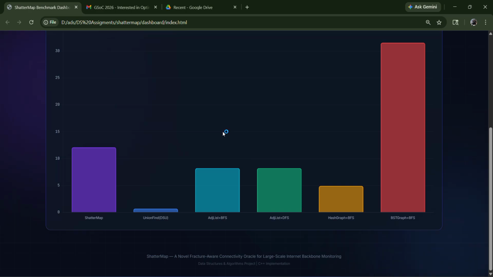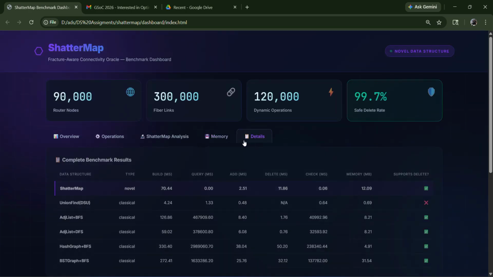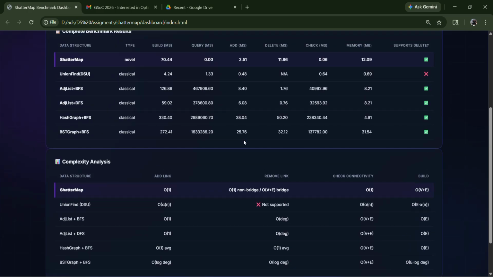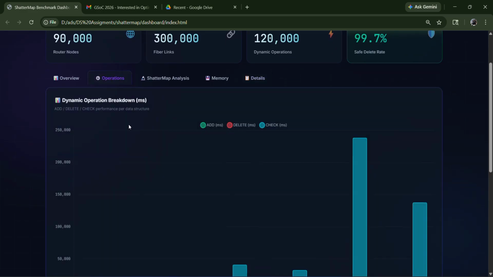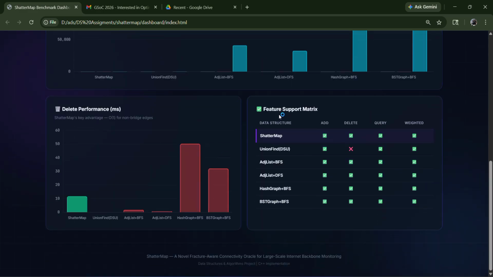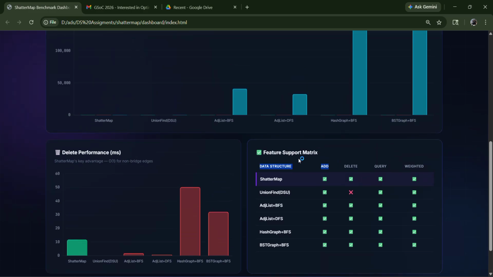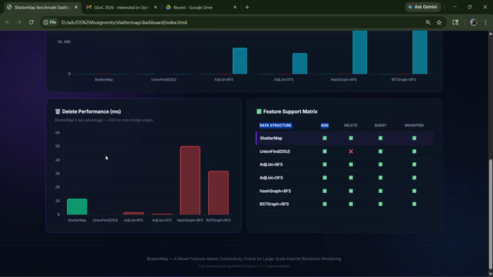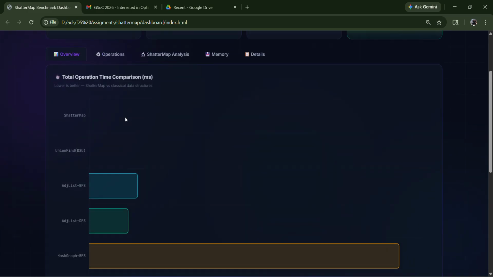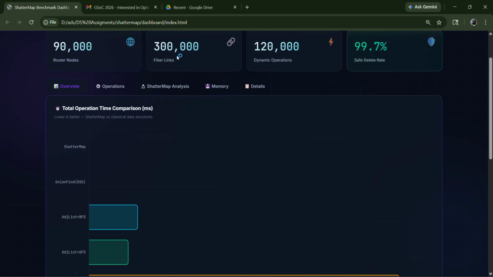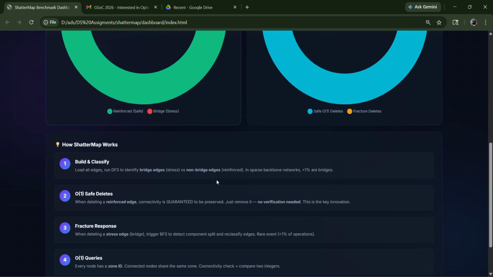And you can see the outputs also here, how the system has worked: the Shutter Map analysis, the operations we have performed, the feature support matrix, deletion performance, and also the overview. So you can see 90,000 router nodes, 3 lakh fiber links, 1 lakh 20,000 dynamic operations being performed with a 99.7% safe deletion rate. You can see the build rate and also the statistic query time, and also how the Shutter Map works.